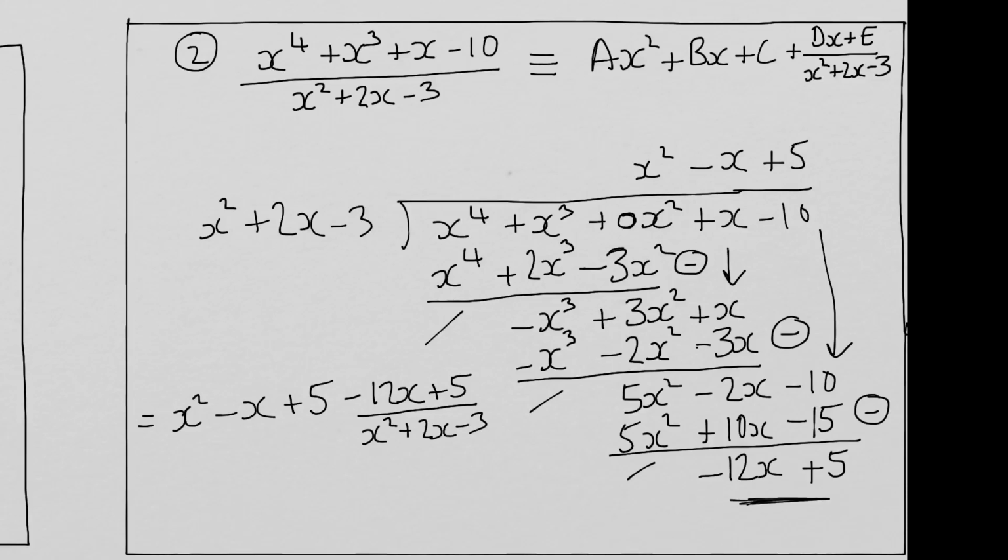And that's the question done. If you like, you can write it out. So A is 1, B is -1, C is 5, D is -12, and E is 5. That's just if you definitely want to guarantee that you're going to get those marks in the exam for answering the question fully.